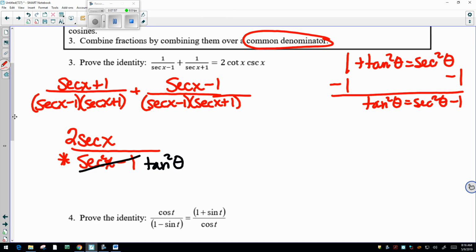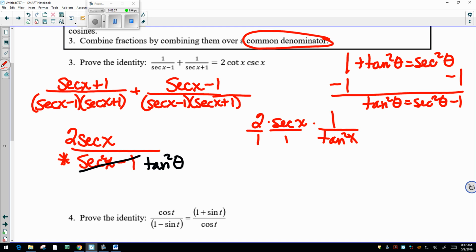Okay. So what I'm going to do now is bring this over here, and I'm going to kind of separate this a little bit. So I have 2 times secant of x, and I'm going to write this right now as times 1 over tangent squared of x. And keep in mind, when you're multiplying fractions, again, I can do tops with tops and bottoms with bottoms. So this is all the same thing. I've just kind of separated them.